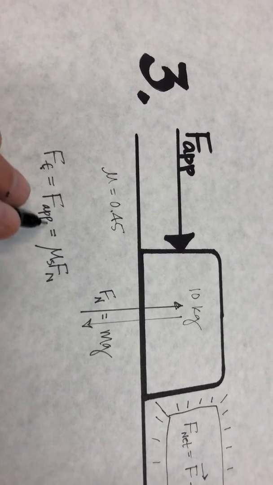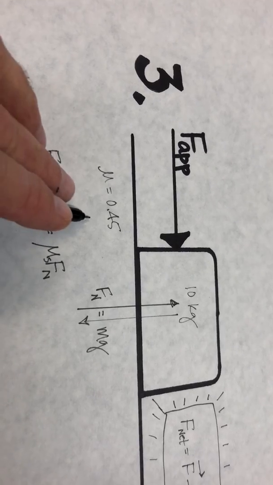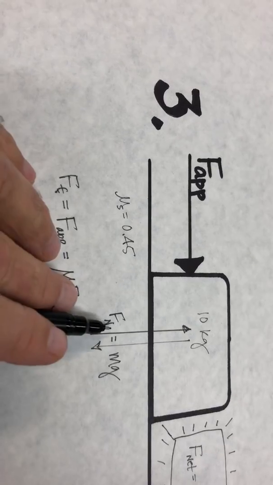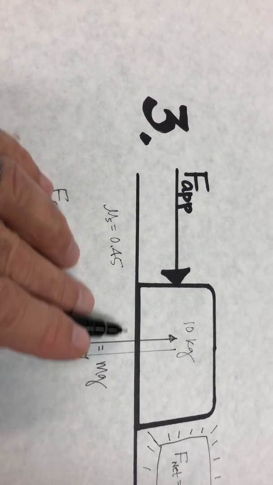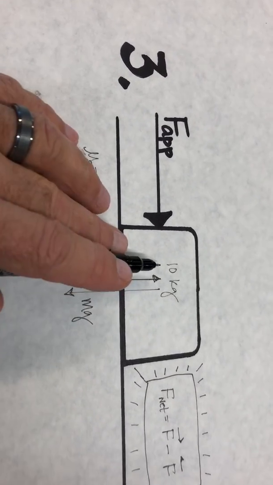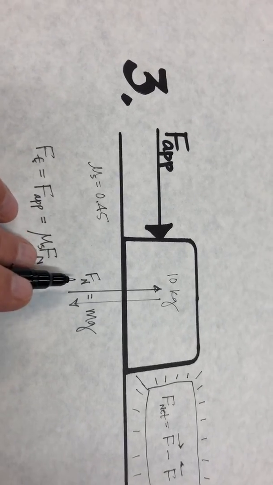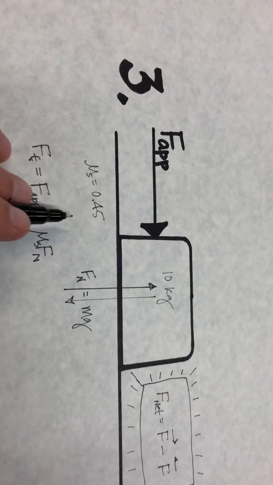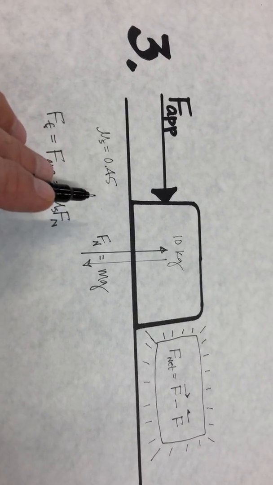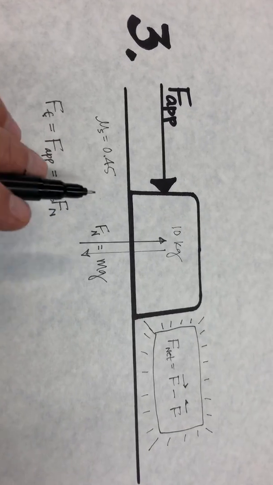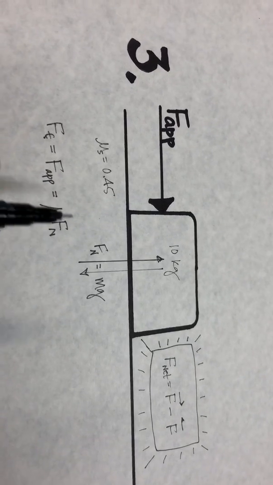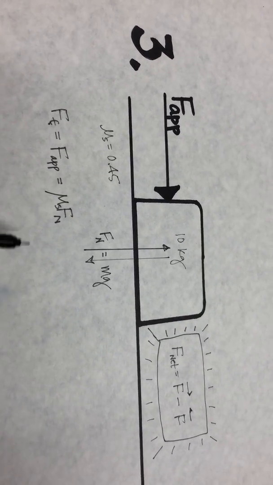Static friction has to equal the applied force, which is equal to mu static, that's 0.45, times the normal force. Well, the normal force is equal to mg because this is on a flat surface. M is 10, g is 9.8, so 10 times 9.8 is 98. So normal force is 98. 98 times 0.45 is about, well, 0.45 times 100 is 45. So it's about 45-ish would be the applied force.